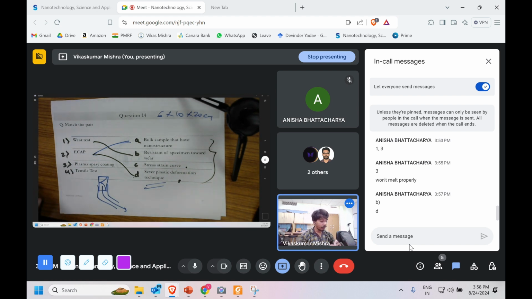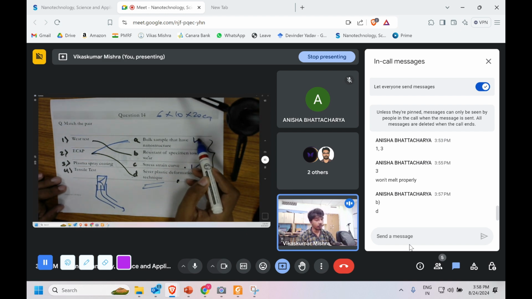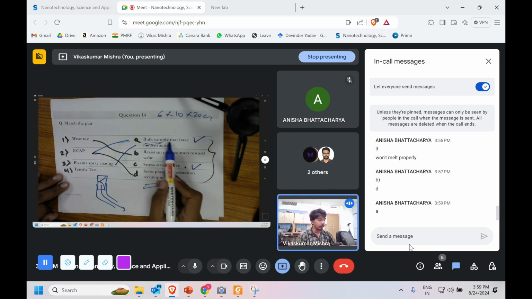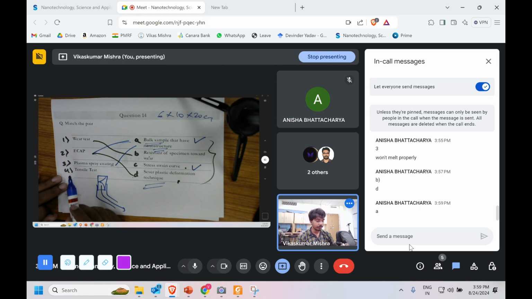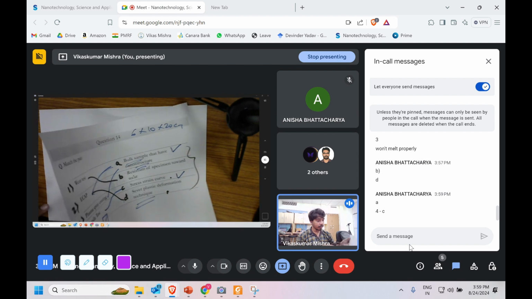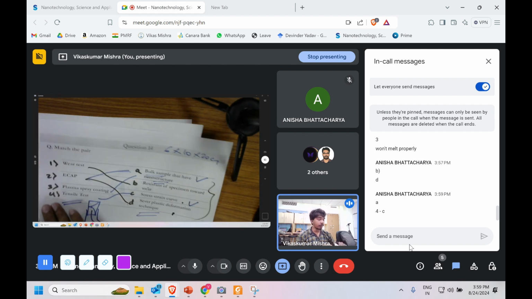Now plasma spray coating, so what is left? One is the stress strain curve, and this has also been left to a certain extent. Yeah, that is right. Option A is the right answer. It will prepare the bulk sample that has the nanostructure. So option 3 is the correct answer, and we know that 4 is C. Yeah, the tensile test will give me the stress strain curve. With that, we have solved this question. Let's see if I have more questions. Yeah, one more question I am having.